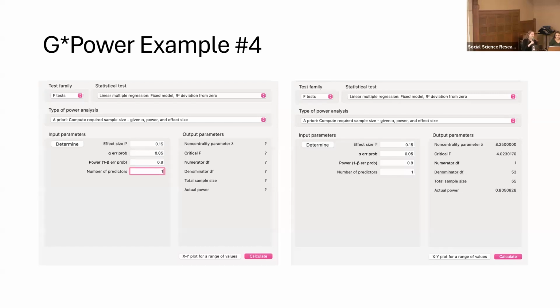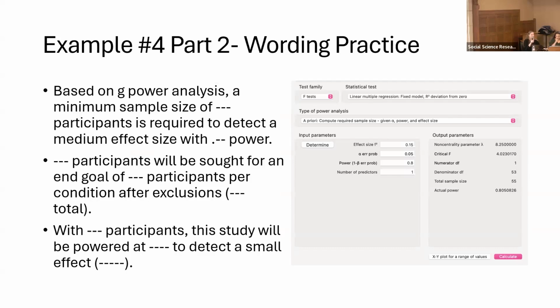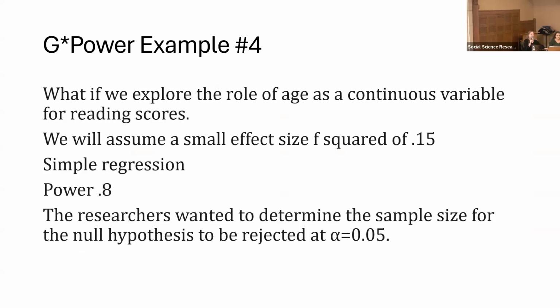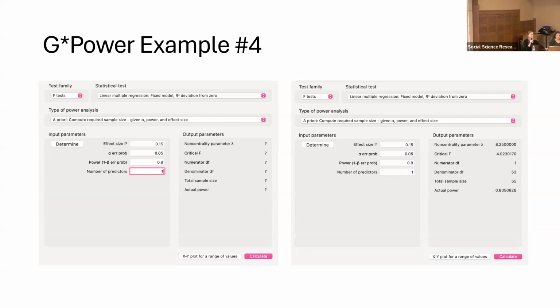So here we'll just enter our number of predictors, alpha error prob. And here we didn't have the example go all the way through on this picture, but go ahead and get the output that you get from putting these parameters in. For the number of predictors, you'll just have one because we're just looking at one predictor, age in this case, and see if you get the same output. The real practice is going to be on the next slide for this example. So just see if you can get to this point.